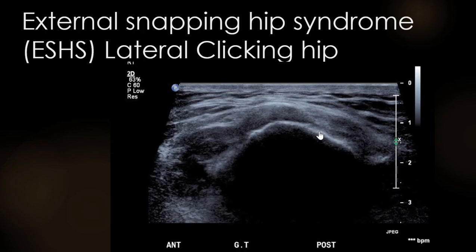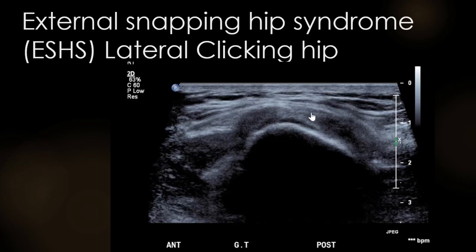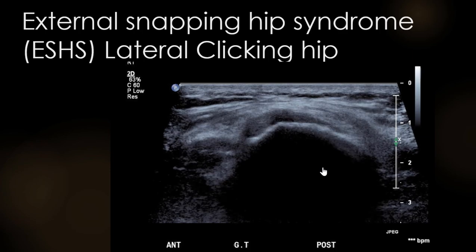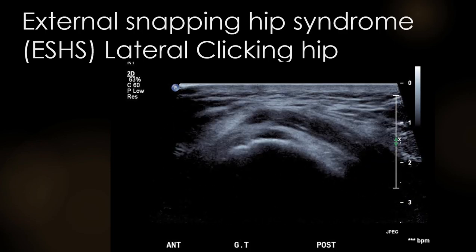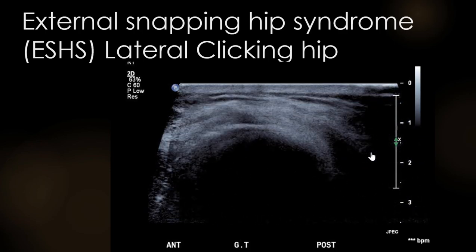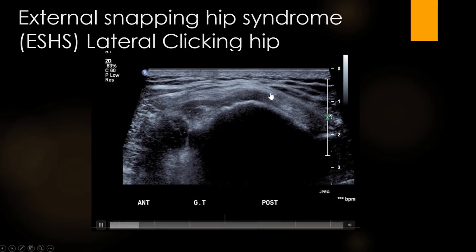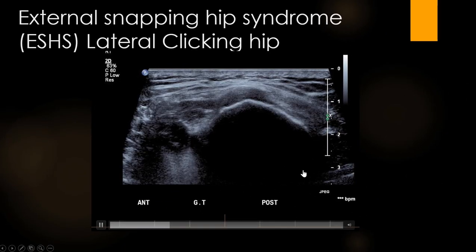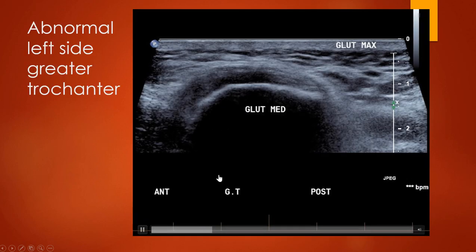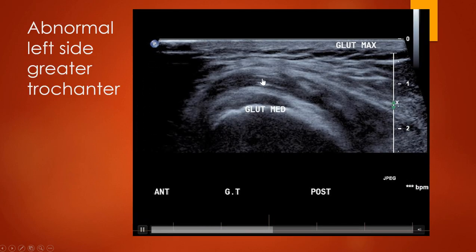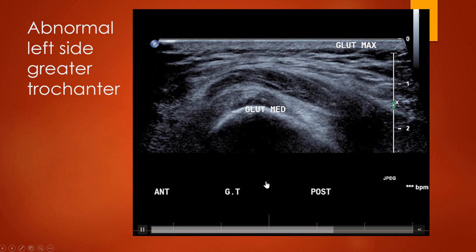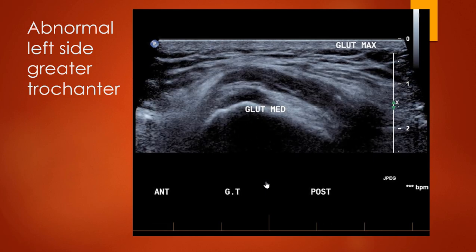One more time. This is the medius tendon sitting underneath, no muscle on top. There it is. So that's the cause of the lateral clicking hip: the anterior edge of the gluteus maximus snapping over the gluteus medius tendon. Again, this is medius. There's the muscle snapping forward and snapping back off again.